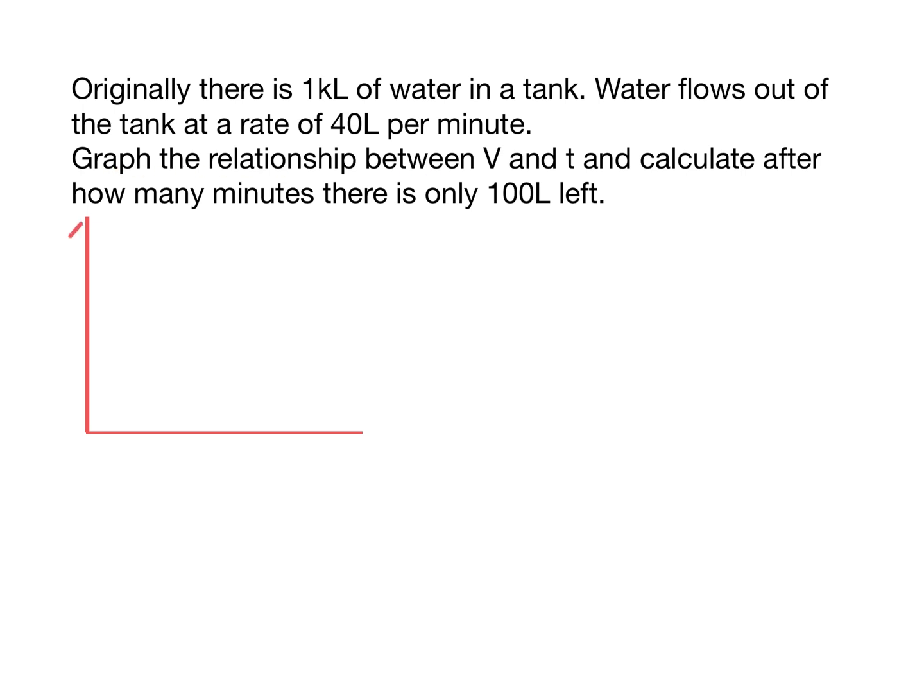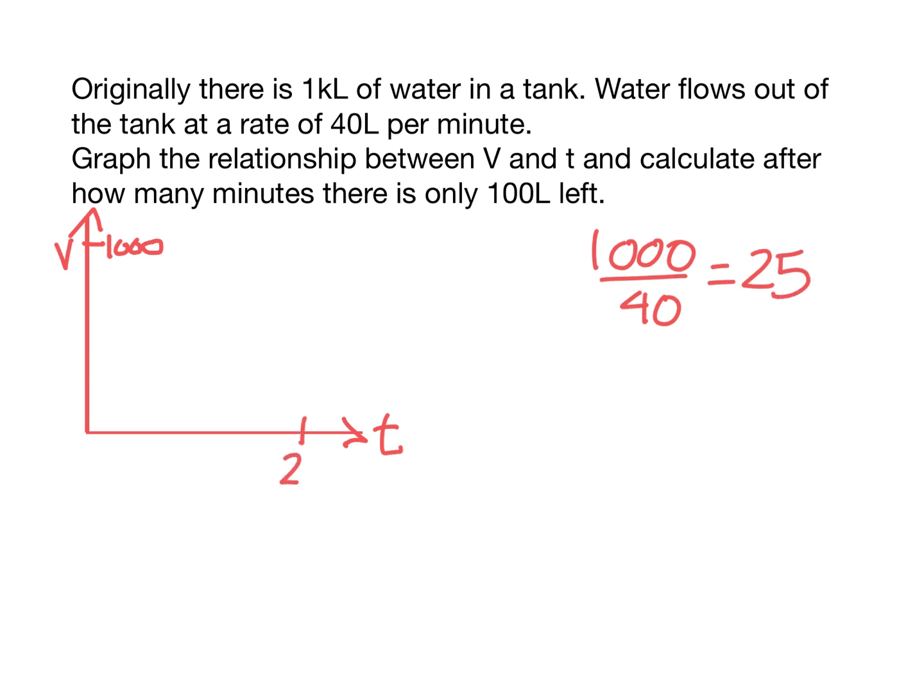So V is the volume. It's going to go here. If you have time as one of your variables, it always goes on the horizontal axis. Originally there were 1,000 liters in the tank. You don't need to measure up 10, 20, 30, all the way to 1,000. You can just estimate where 1,000 can be. If there are 1,000 liters flowing out at 40 liters per minute, well, 1,000 over 40 is 25. It will be empty after 25. So after 25 minutes here, there is no volume, because here would be volume equals 0.